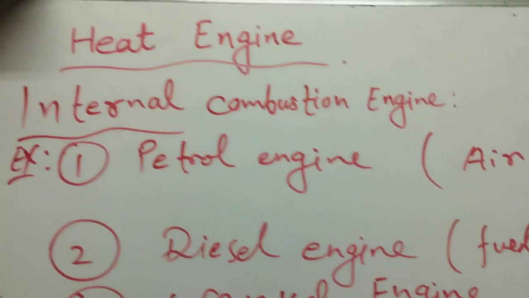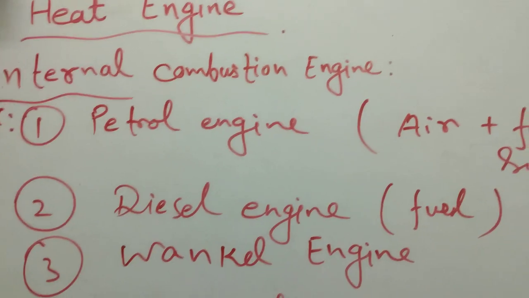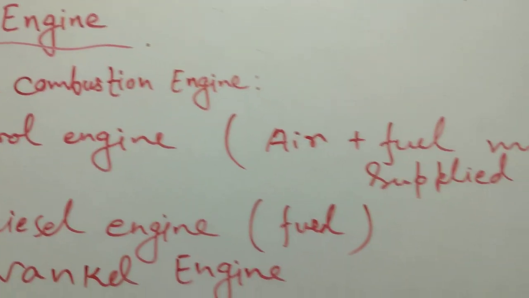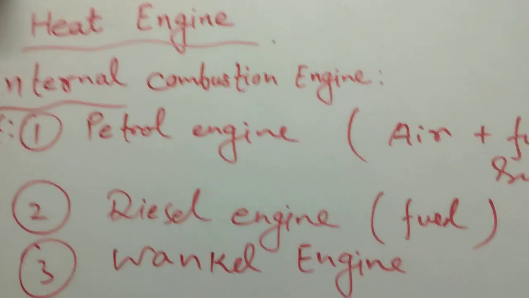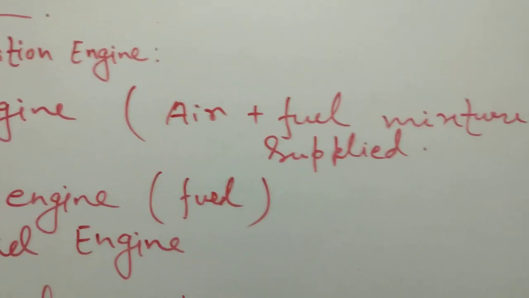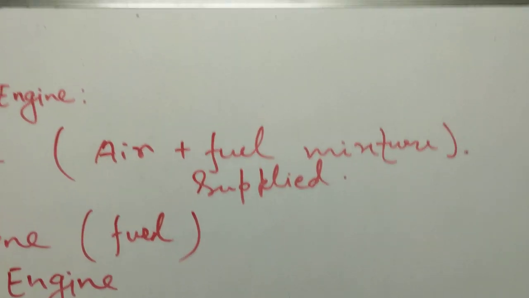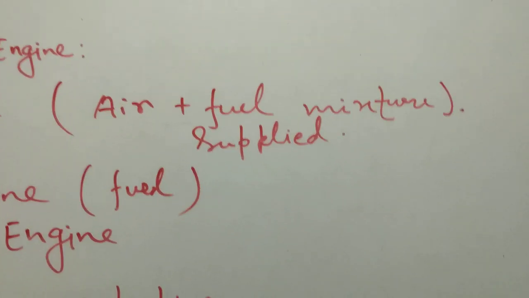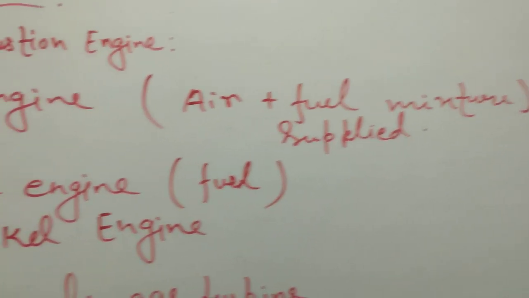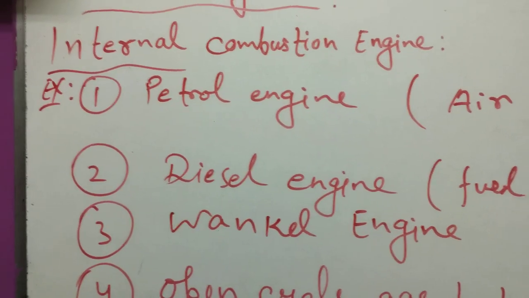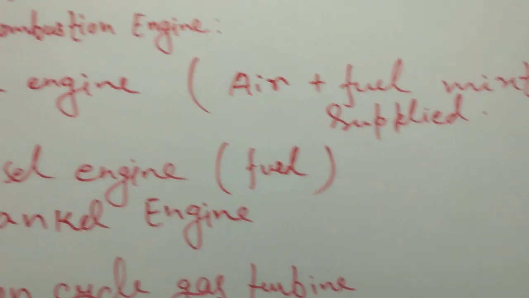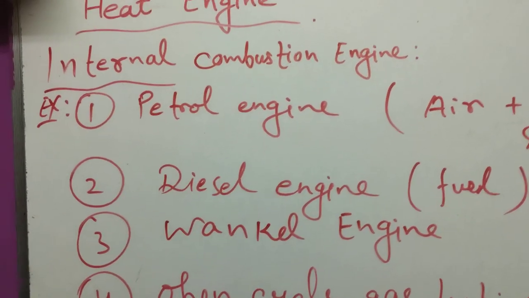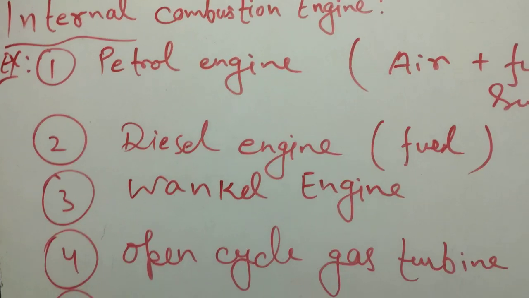In an internal combustion engine, the fuel is burned inside the combustion chamber. For a petrol engine, the supply to the combustion chamber is a mixture of air and fuel. Some ratio of air and some ratio of fuel is supplied, and before the power stroke, a spark is ignited to burn the mixture and produce the power.